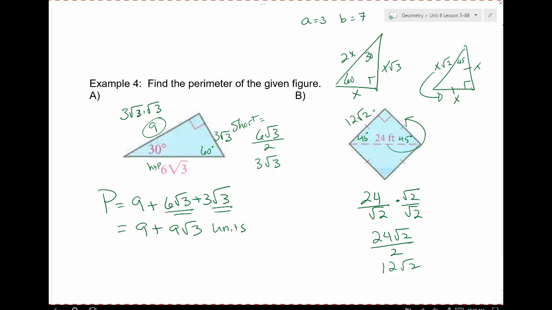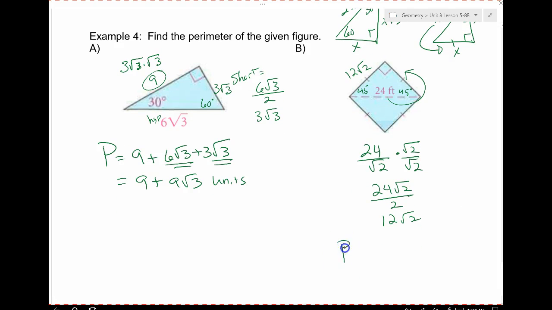But what do I know about that 12 root 2? Is it all four sides of that square? So if I do the perimeter for that, that's just 4 times 12 root 2. I get that to be 48 root 2, and that's going to be in feet.